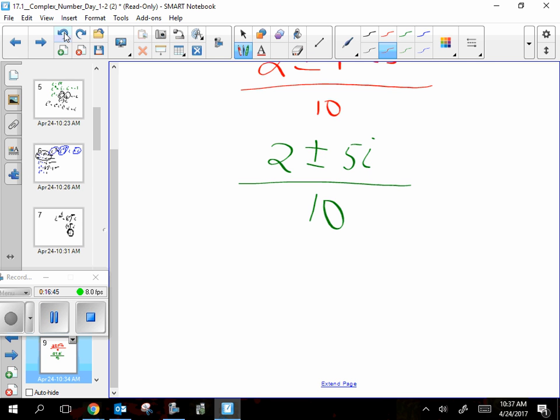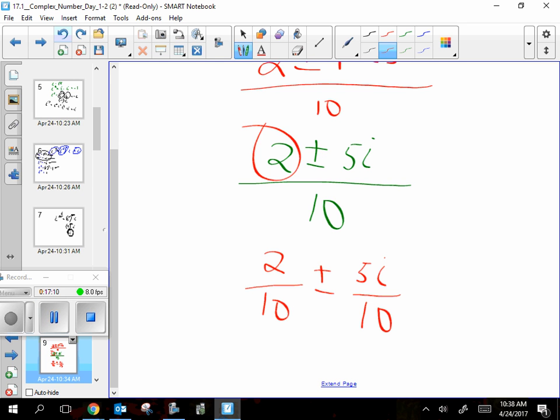Now, could you write it as 2 separate things? Sure, but you don't have to. Yes? That is a good question, and it is a very good question, in fact. 2 over 10 plus and minus 5i over 10. Can you do that? Think of it this way. Both of these got to get divided by 10. Did I do that? Yeah, so that is a good thing to know.